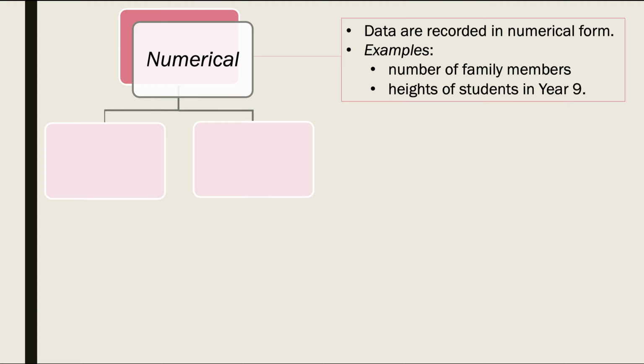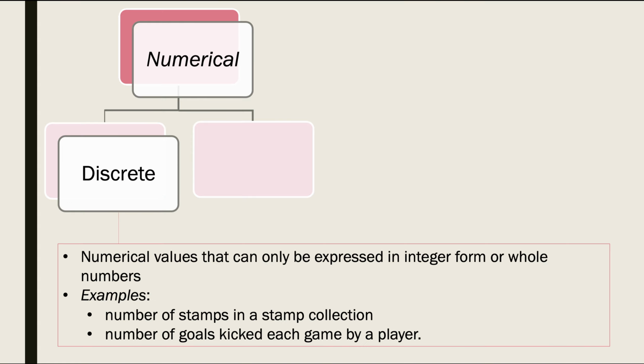Now, numerical. Numerical is data that is recorded in numerical form. For example, number of family members. How many family members are in your family? That's like 5, 4, 3, 2, 1, whatever. So the data is recorded in a numerical form. Or what is the height of students in year 9? So 1 meter, 150 centimeters, 160 centimeters, 175 centimeters, 185 centimeters. Those are all data that is recorded in numerical form.